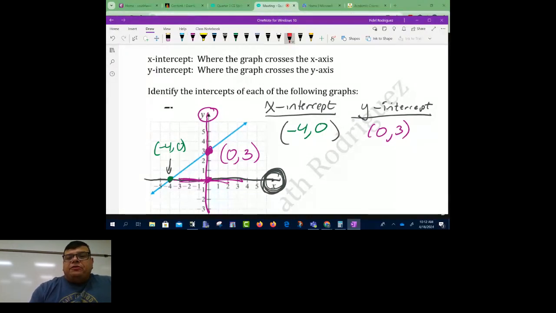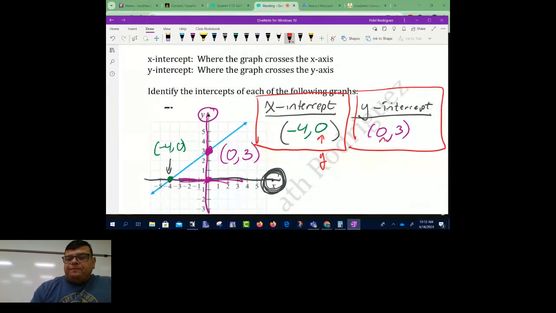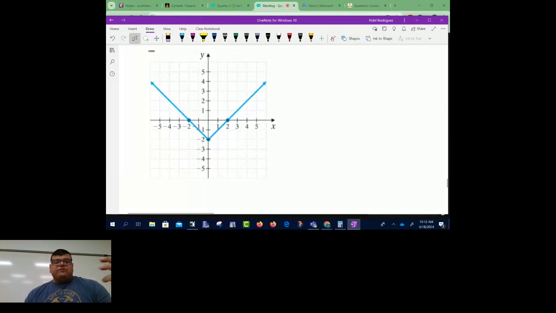So y'all, a couple of things I want us to notice. In the x-intercept, the y number is going to be 0. And in the y-intercept, the x number is going to be 0. So in the x-intercept, we're trying to figure out the x number, and in the y-intercept, we're trying to figure out the y number, because we already know the other number is 0. Let's see if we can do another one like that, y'all. Let's take a look at this one.